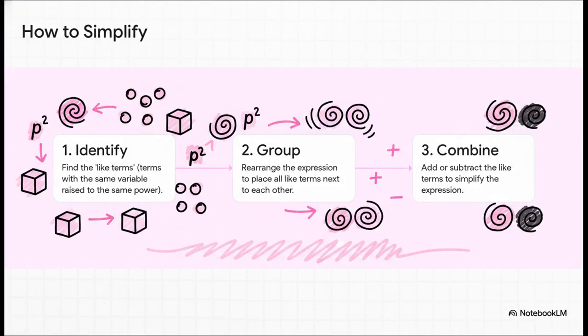First, you hunt for the like terms. Get all the p squareds together, all the regular p's, and all the plain numbers. Then, you just shuffle everything around to get those matching terms next to each other. And finally, you just combine them. That's it. It's a method that works every single time.